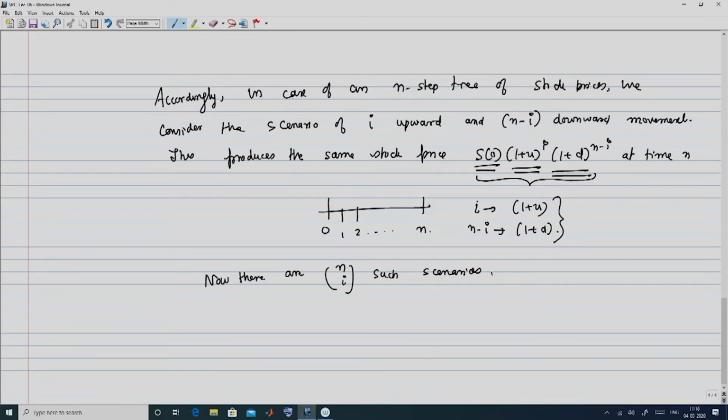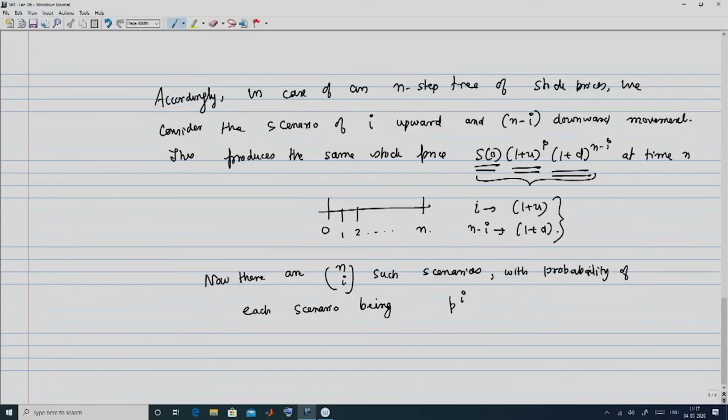this means that it will have the probability of each scenario being as follows. So, remember that the movement from one time step to another time step, whether it is an upward or a downward movement, they are all independent of each other. So, this means that the probability of I upward movements is going to be given by p raised to I, and the consequent n minus I downward movements will be given by 1 minus p raised to n minus I.